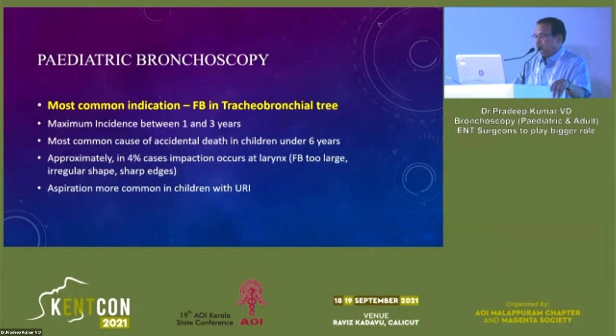Coming to pediatric bronchoscopy, the most common indication is a foreign body in the tracheobronchial tree. As you all know, maximum incidence is between 1 and 3 years, and at least 4 to 5% block occurs in the larynx because it may be too large. And as you know, aspiration is more common in children with upper respiratory infection. These children cough, keep food in the mouth, and aspirate.